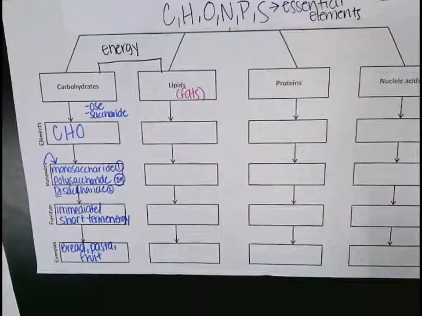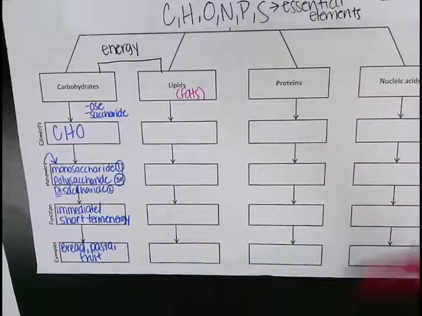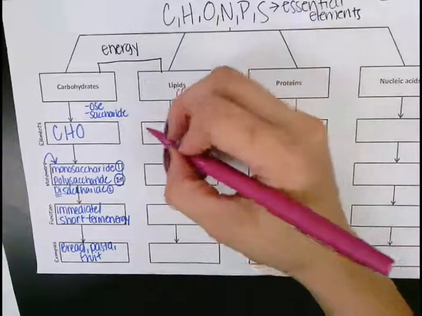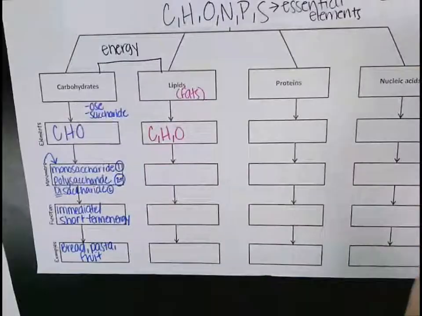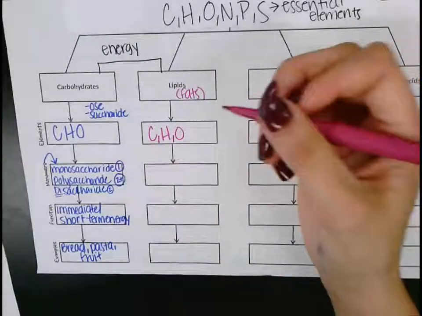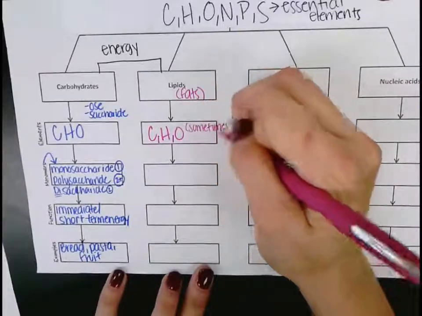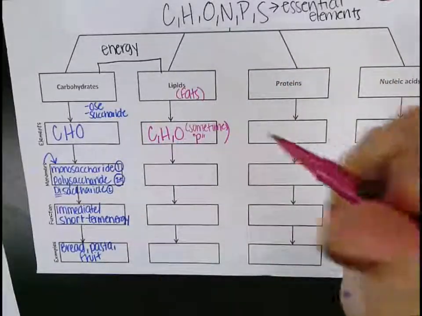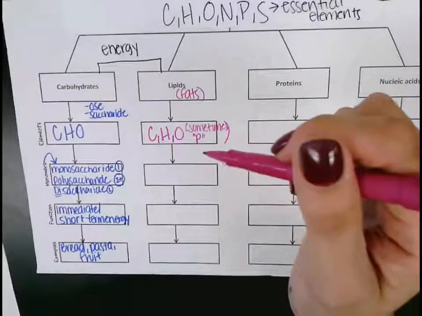So when you think of lips, think of fat, okay? Lipids are very, very similar to carbohydrates, but they have a different role in terms of energy in our bodies. So lipids also have carbon, hydrogen, and oxygen, okay? The difference with lipids is sometimes they have P, okay? Sometimes they have phosphorus. We'll come back to that. But notice how both of them have carbon, both of them have hydrogen, both of them have oxygen, okay?